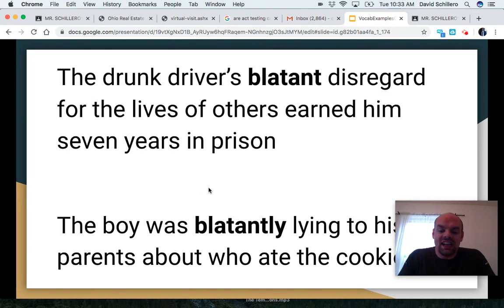So hopefully these examples help us understand the words. You will have an assignment today, similar to what we did in class throughout the year, where you will use each of these words in a sentence. I will have a Google form set up for you to do that.